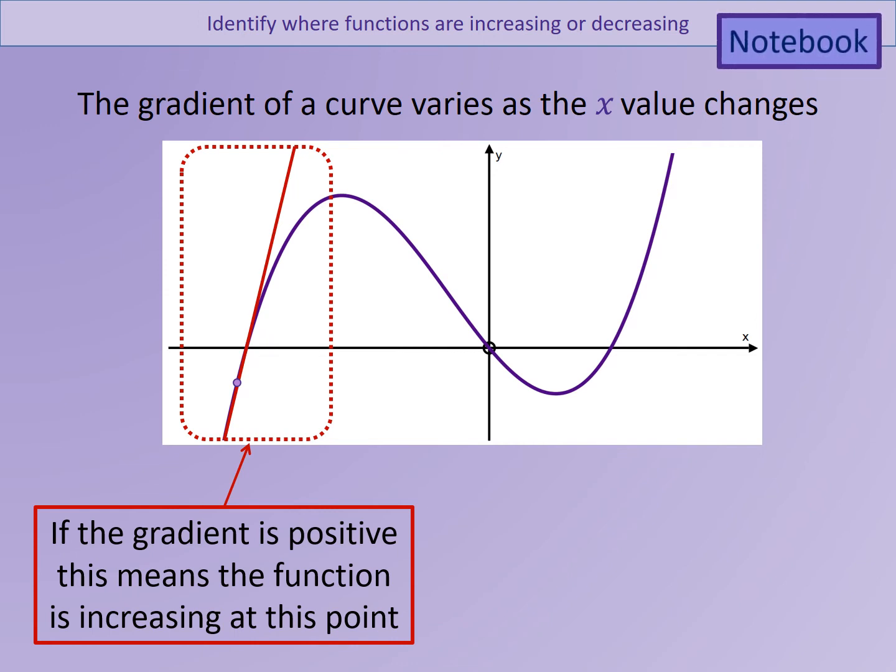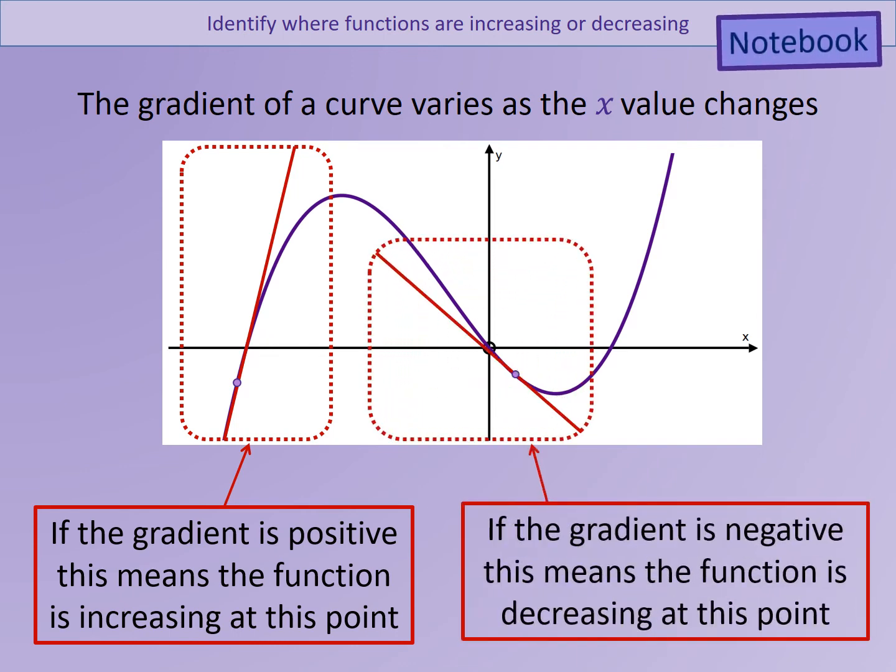Now, whenever a gradient is positive within a function, it means that the function is increasing at this point. So it makes sense. The curve looks as if it's increasing in this section here, right up until the vertex, if you like, the first turning point. And so we say that when the gradient is positive, the function is increasing.